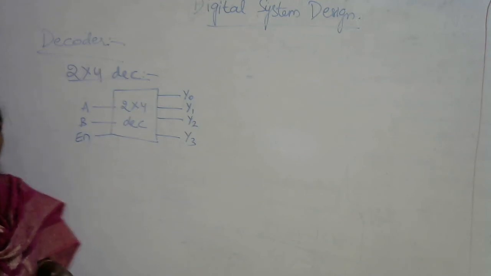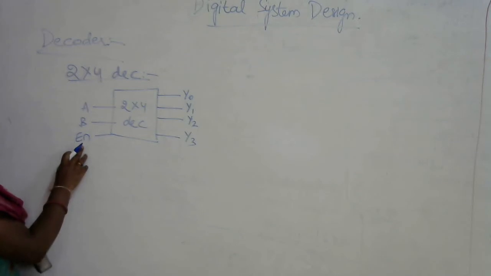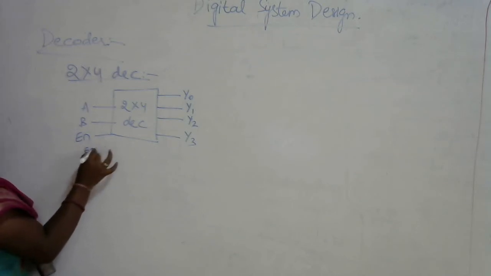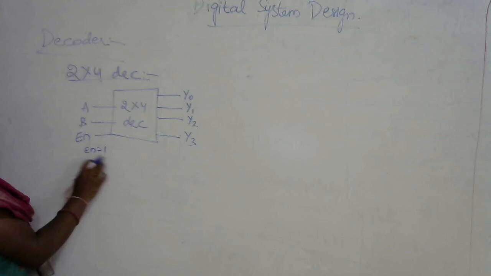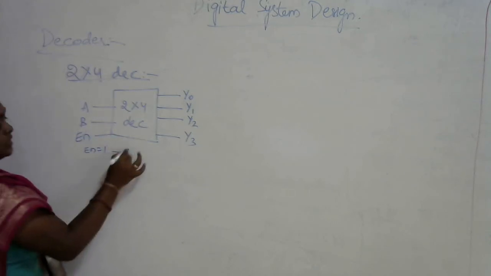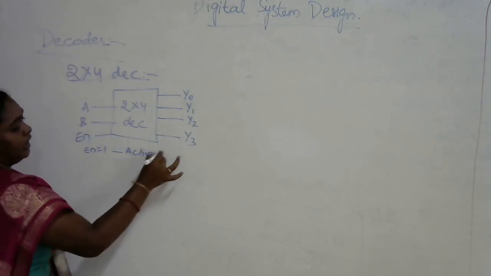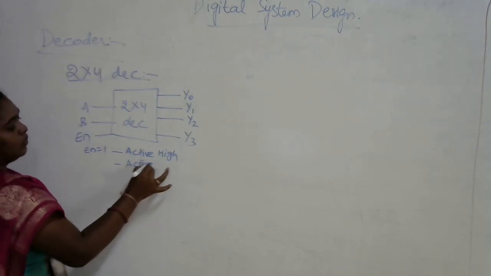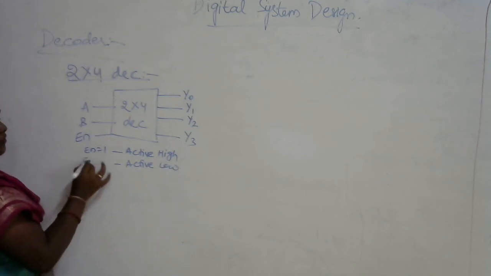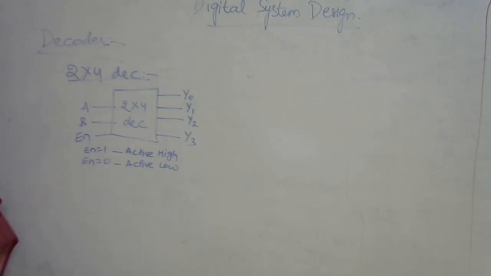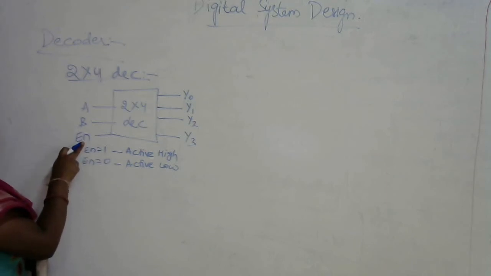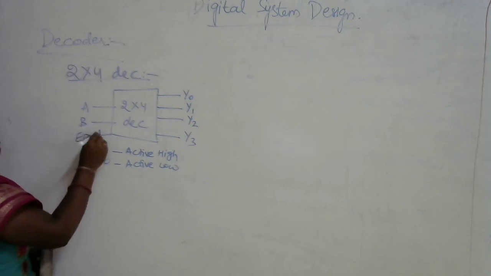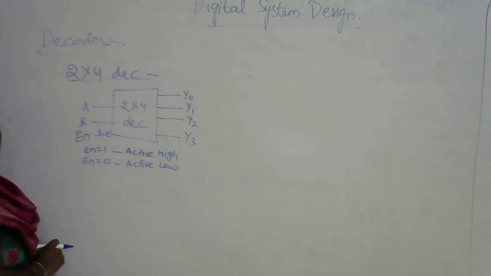So if the enable pin is active high, that itself indicates that when enable is equivalent to 1, only then is the circuit going to function. This is for active high type of inputs or outputs. Similarly, if I say active low, it indicates that the enable pin should be equivalent to 0. So if the enable pin is active high, in order for the circuit to function, this enable should be given 1.